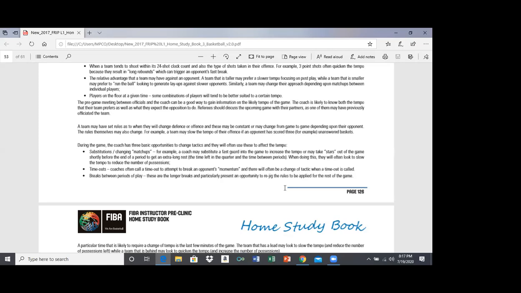I mean, that's pretty much basketball 101. When doing this, they will often look to slow the tempo to reduce the number of possessions. That's because their big players are out, or their best players are out, and so they want to make a substitution to change the matchup. And of course, timeouts.